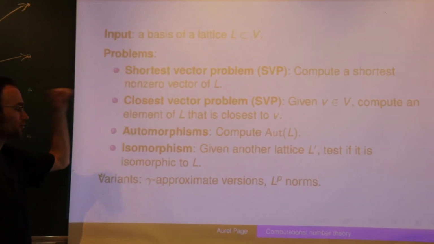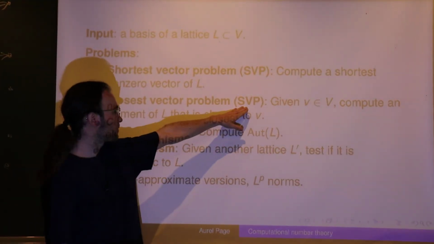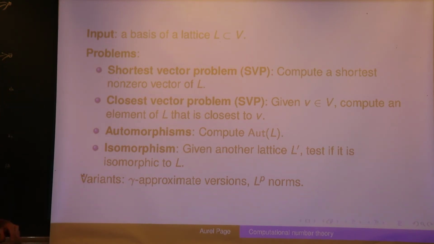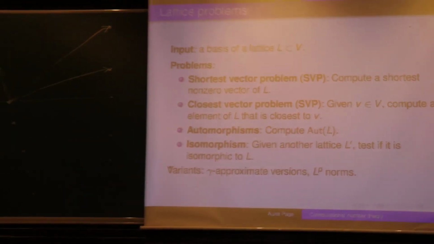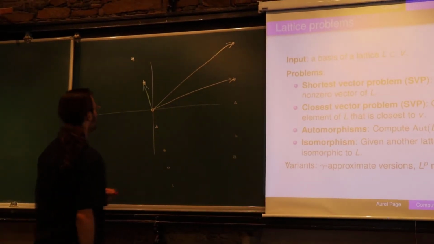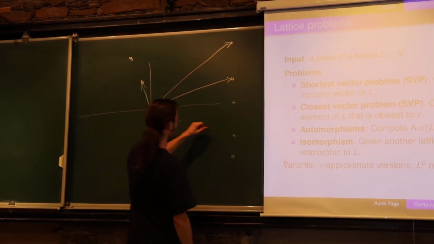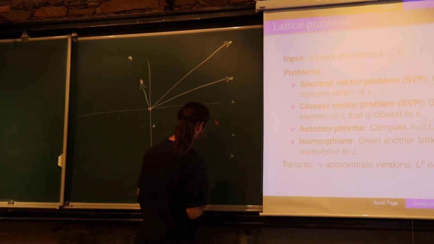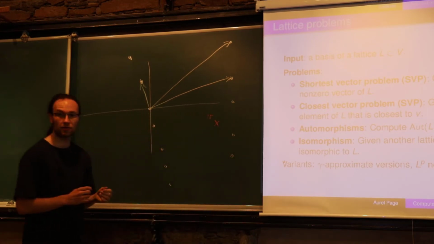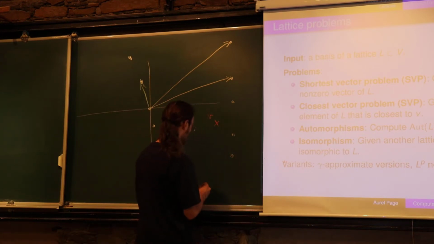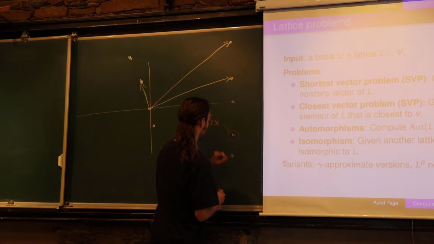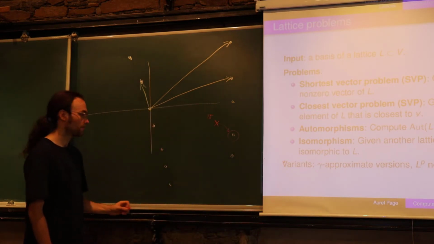You have the closest vector problem, CVP. Sorry, that was a typo on the slide. So you're given an element of the vector space. Maybe like here. And you want to find the point in the lattice that is closest to it. So for instance, here it would be, I guess, that one. Okay?